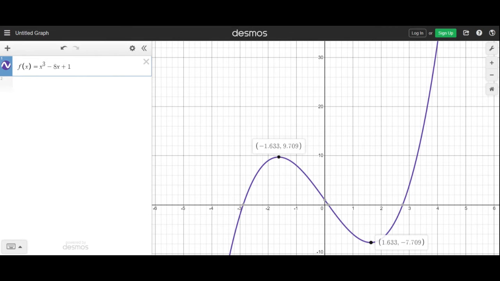Now, down at the bottom there, we have another turning point, but this time it's a lowest point, right, where it turns. And so that would be considered a local minimum. And that point occurs at 1.633 and negative 7.709. Now again, these are not the absolute highest and lowest points of our graph. They are only turning points of the graph, so we call them local min and local max values.